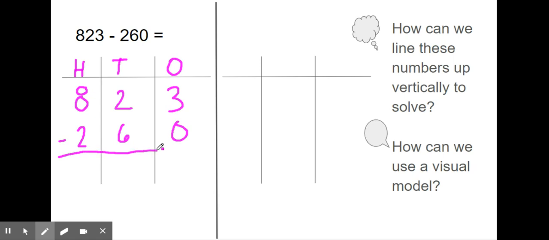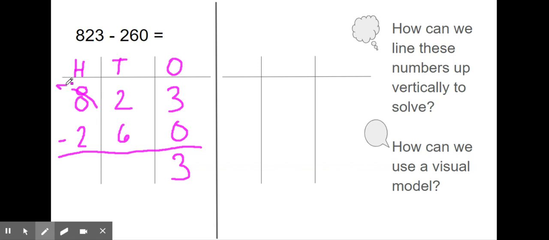Okay, this time I'm just going to go ahead and solve it vertically first, and then I'll do my visual model. So I have 3 ones, take away 0 ones. That means I took away nothing, right? It's still 3. 2 10s take away 6 10s. If I have 2 10s, I can't take away 6 10s from that.